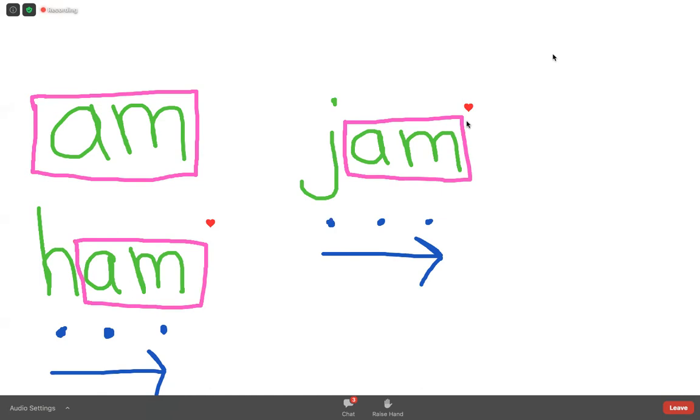Remember, you're tapping out these words, or just making each sound of each letter, and putting them together. I like to say you smash those sounds together to make those words. So we have ham, jam, and then let's make another one.